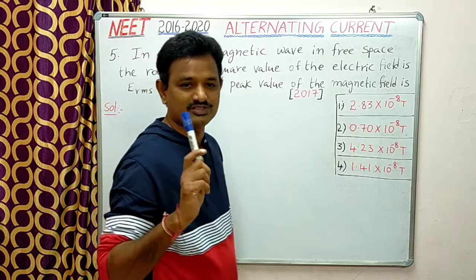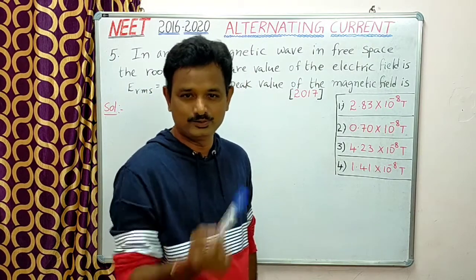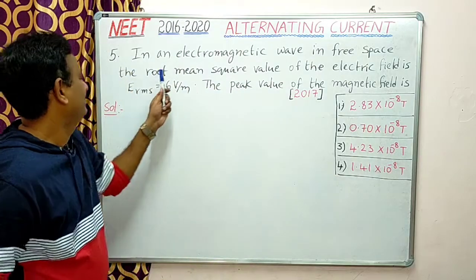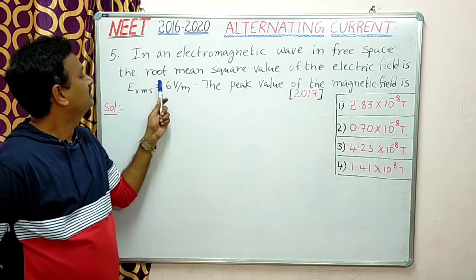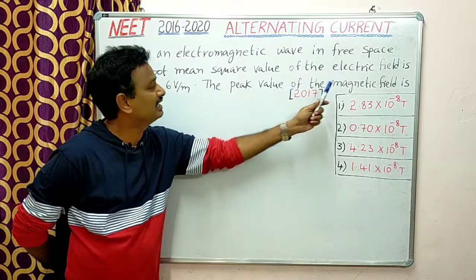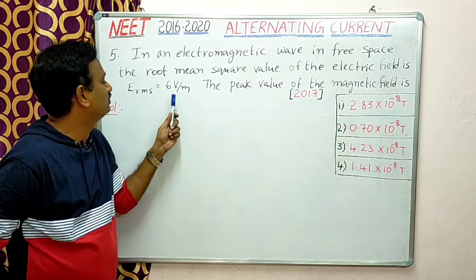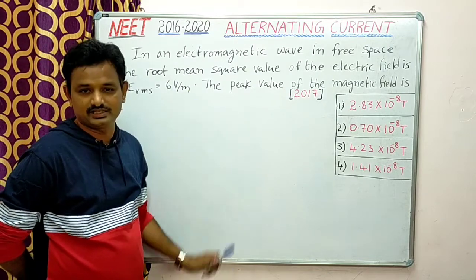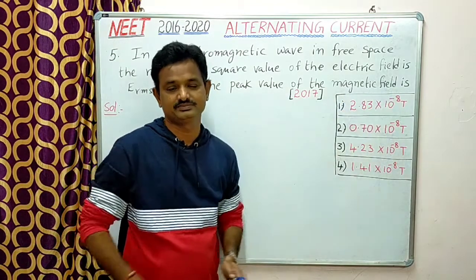Students, in 2017 we got one MCQ in alternating current. Look at here. In an electromagnetic wave in free space, the root mean square value of the electric field is E_RMS equal to 6 volt per meter. The peak value of the magnetic field is?